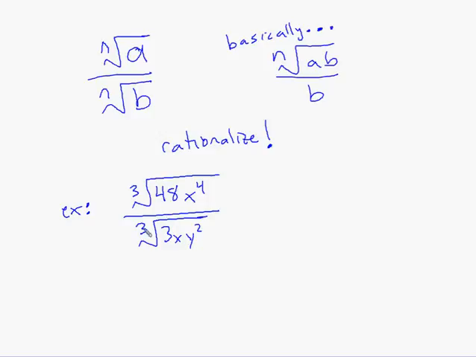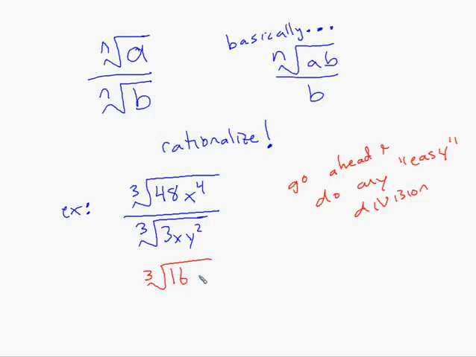First thing, you notice how the indices are the same? That means anything I can divide, I can go ahead and divide. So I go ahead and do any easy division. Don't worry about anything that's too complicated right now. I can divide 48 by 3, or reduce the fraction if it's a fraction. So 48 divided by 3 is 16, I believe.